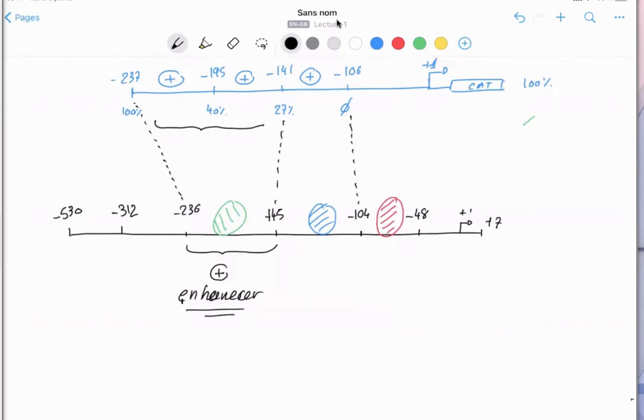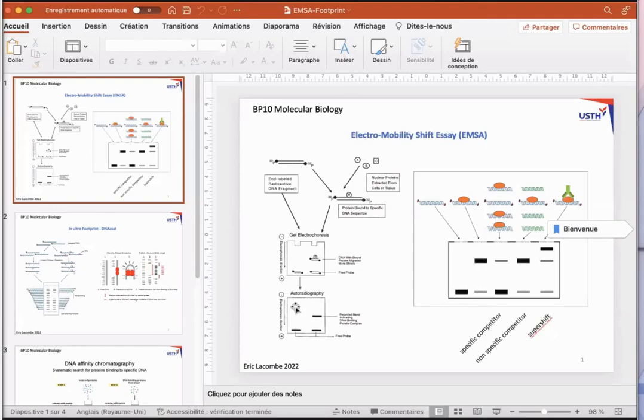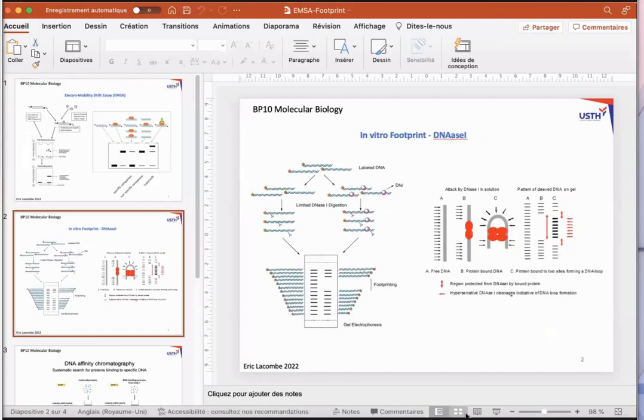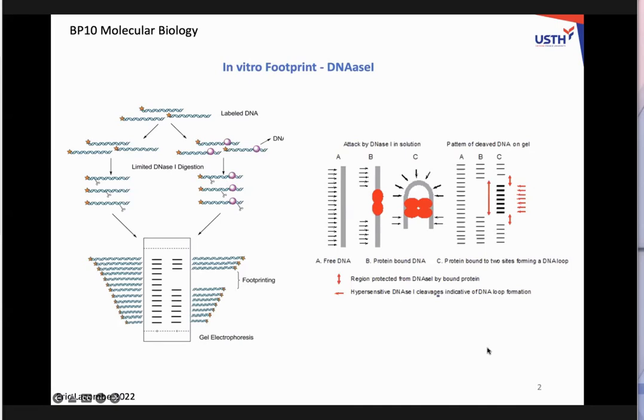Okay. So, I'm going to share another slide that is coming from one of the slides that you received from Han this morning. Just to explain you the methodology of footprinting, which is very simple. Okay, it is this slide. It's one of the slides that I sent you this morning.